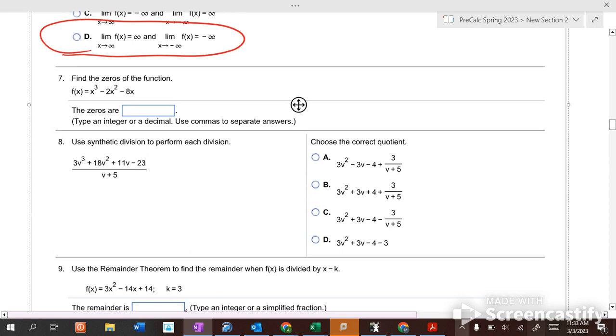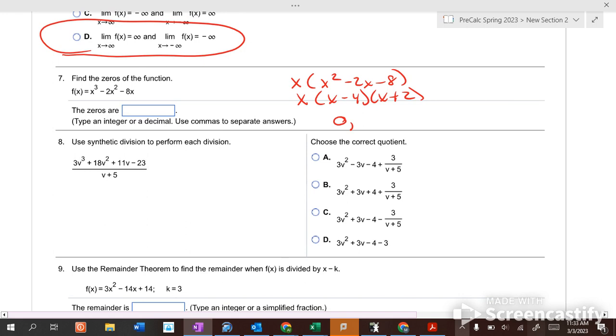What are the zeros of the function? Well, it's x times (x squared minus 2x minus 8). So it's x times (x minus 4) times (x plus 2). So the zeros are 0, 4, and -2.